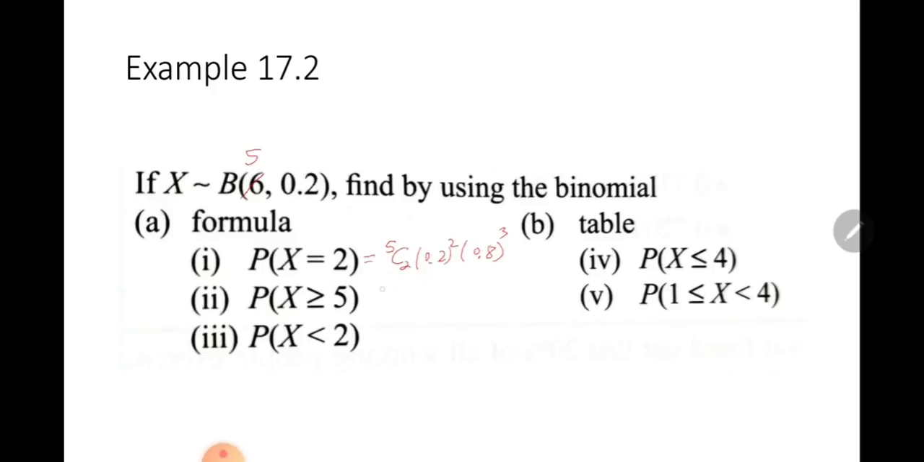Now, how about if you want to use the table for P(X equals 2)? Your binomial table just now gives you the probability of having R or more. So if you want to find P(X equals 2), what you do is you find the probability of X greater or equal than 2 minus P(X greater or equal than 3). Then you get X equals 2.